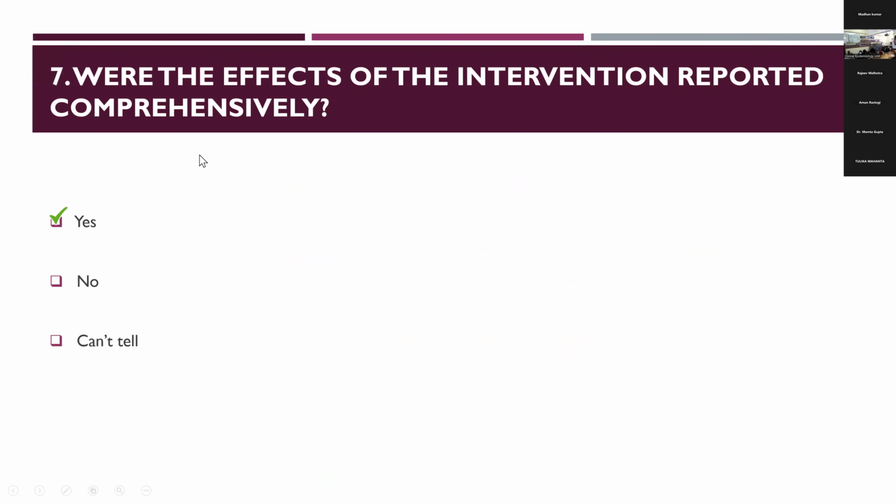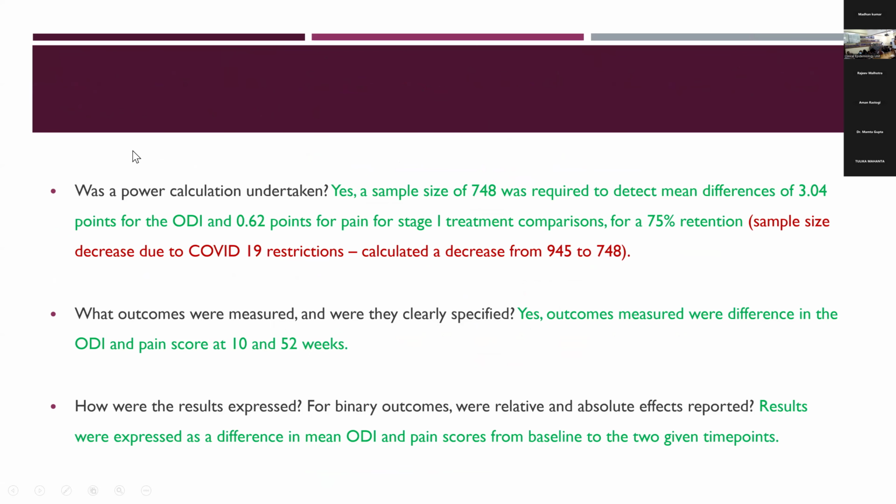What are the results? Were the effects of the intervention reported comprehensively? Yes. Was a power calculation undertaken? The sample size of 748 is what they calculated, and they got 749, to detect a mean difference of 3 points for the disability index and 0.62 points for pain in stage 1 treatment comparisons, with a 75% retention. That means 25% loss to follow up.